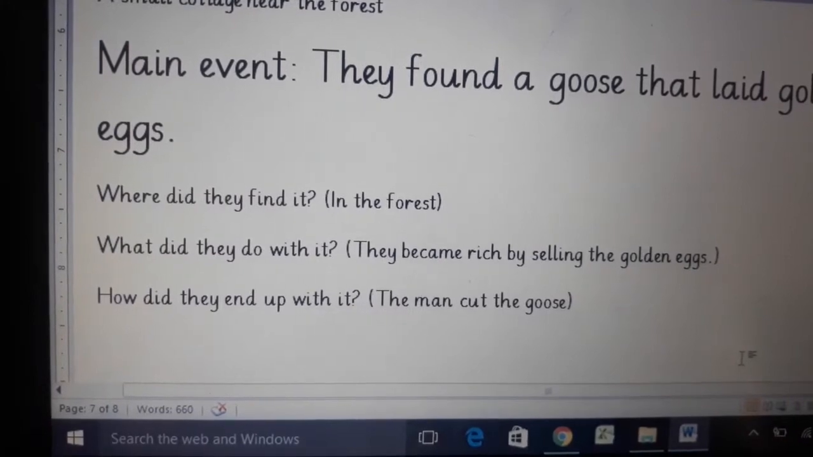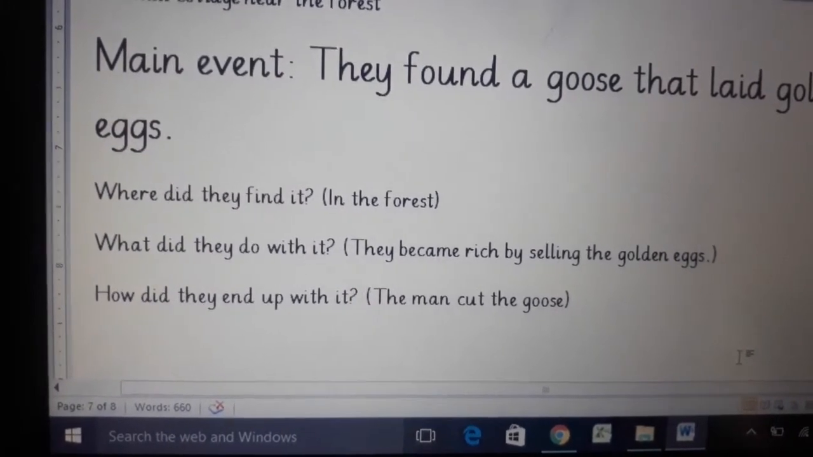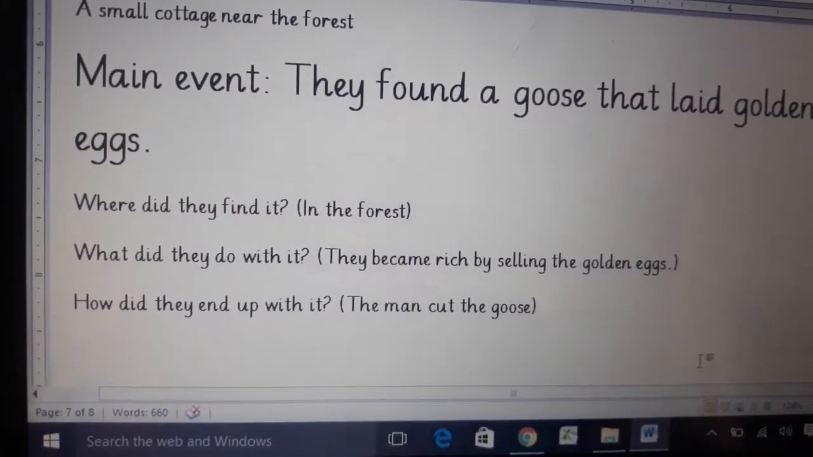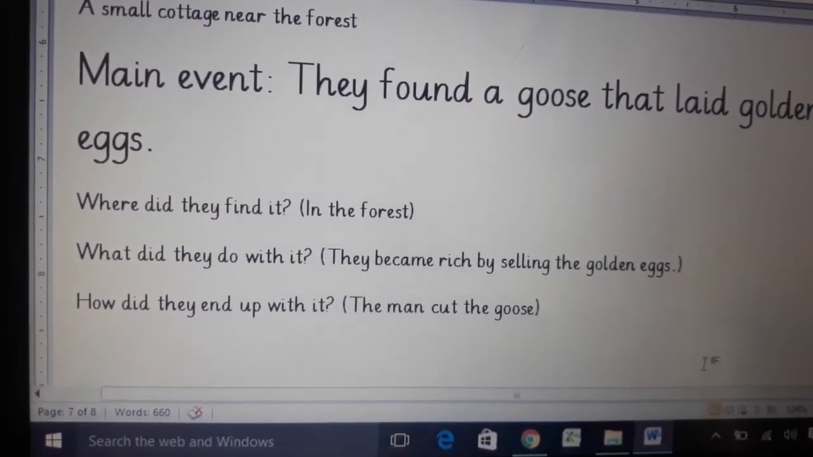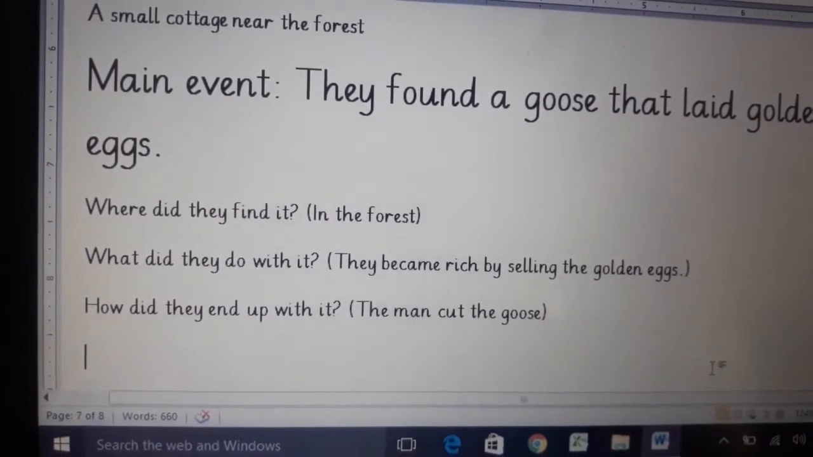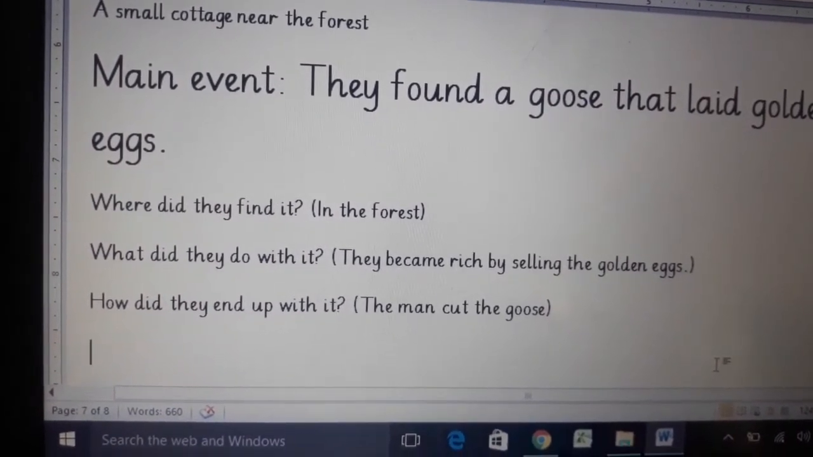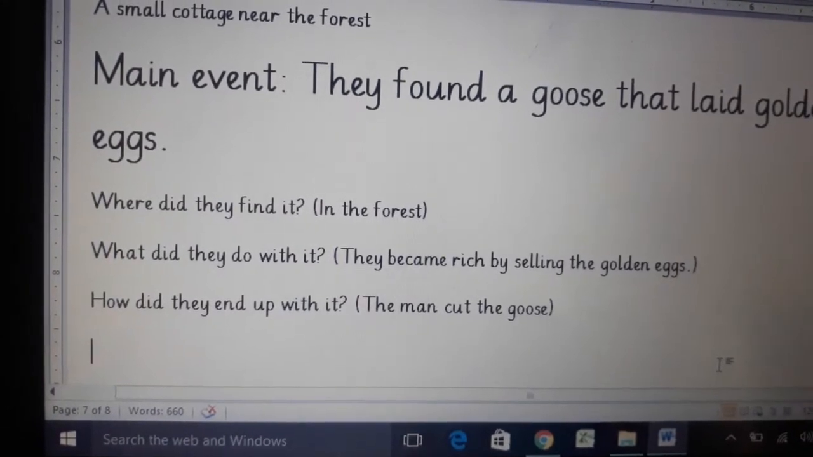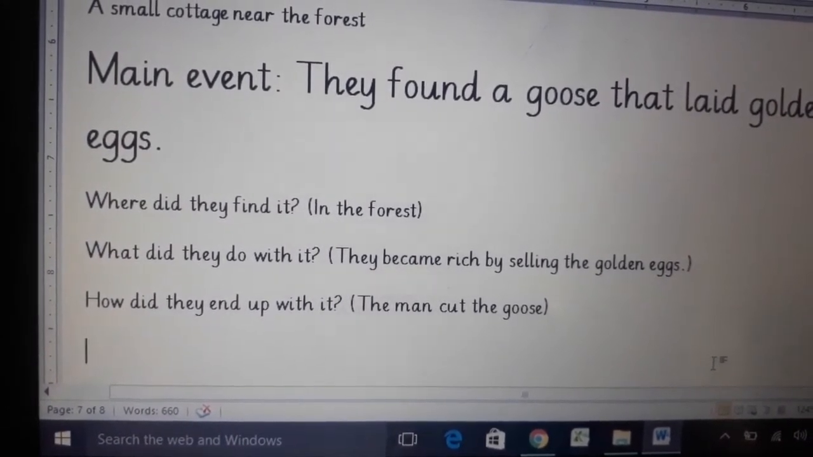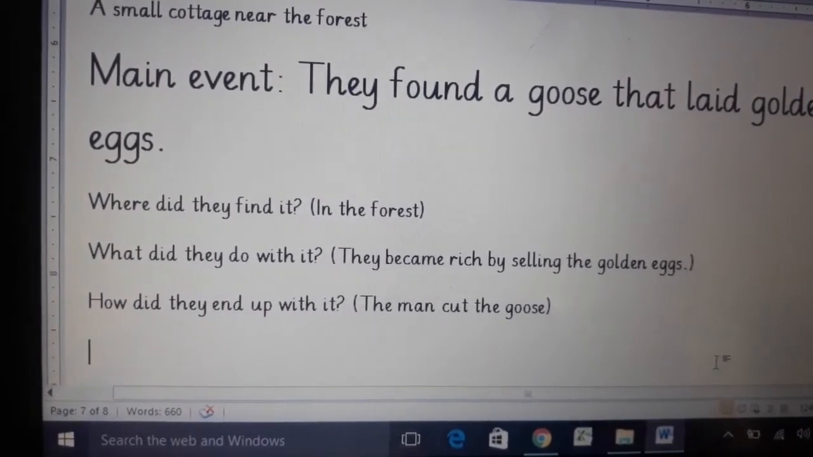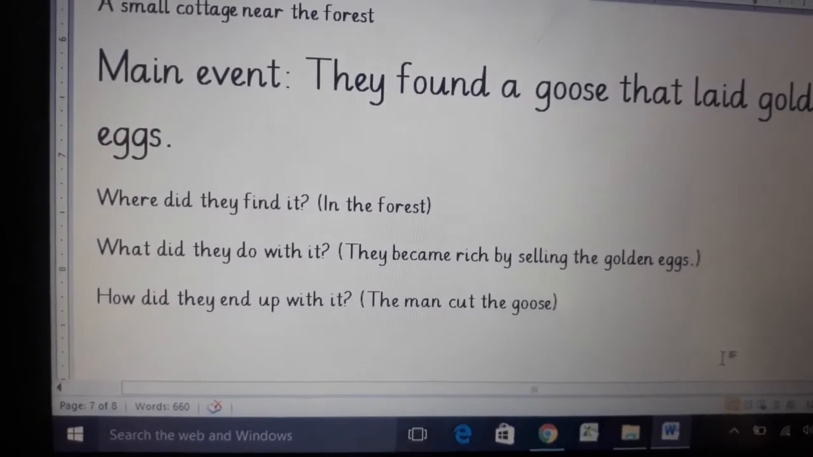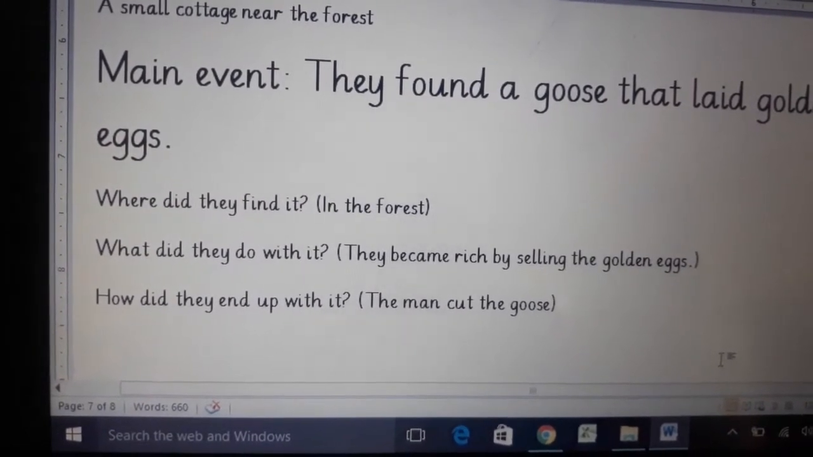What did they do with it? Yes, the golden goose laid golden eggs. Obviously, they sold the eggs in the market and they became rich. You can explain it in your own words. Like, how did they become rich? What did they buy? How did they change their living style? Add all the things in the story the way that you want.